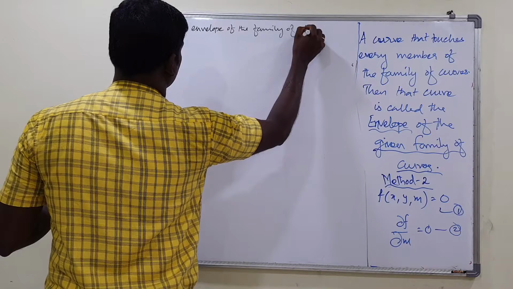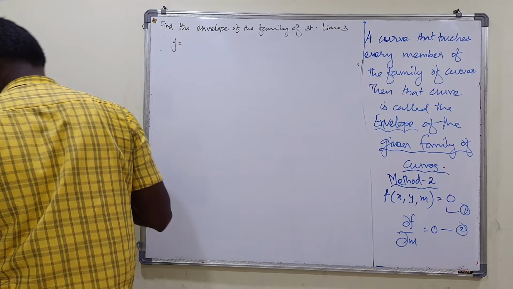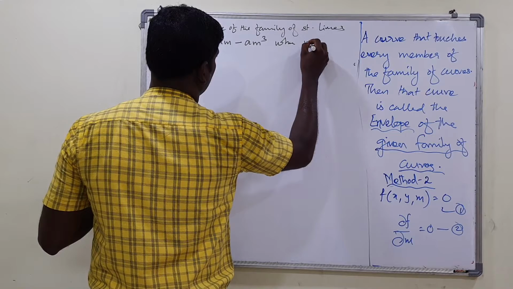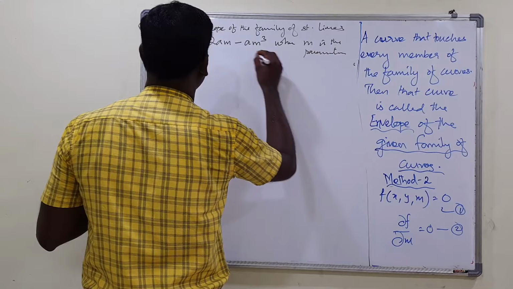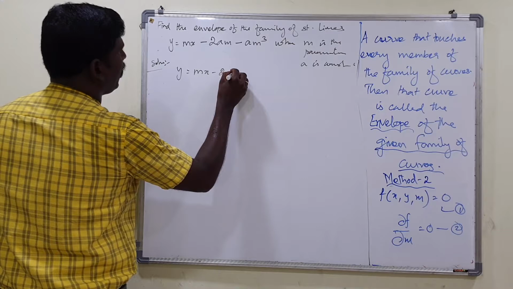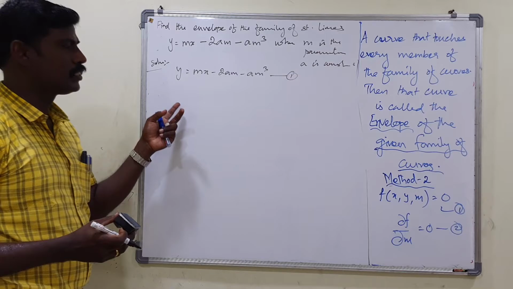Family of straight lines: y equal to mx minus 2am minus am cube, where m is the parameter, right? a is constant. So I call this equation number 1, isn't it? Minus 2am minus am cube, I call it equation number 1. These equations cannot be written in the form of a quadratic equation in m.